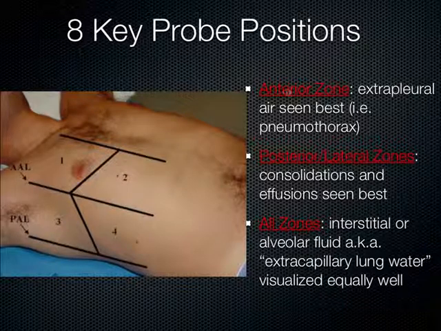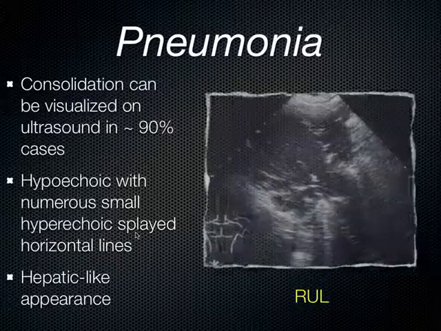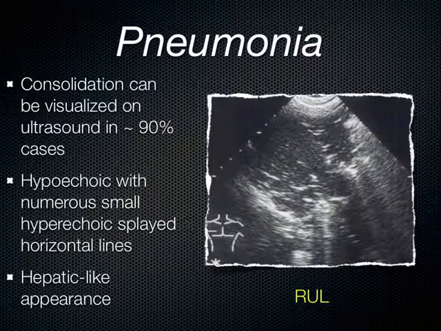The anterior zone is where the pneumothorax was better seen. So it's these zones back here that we're really going to be focused on looking for consolidations. And a consolidation or pneumonia can be seen on ultrasound up to 90% of cases. And what you see is this hypoechoic area in the chest that we can see numerous horizontal lines, these hyperechoic horizontal lines seen throughout.